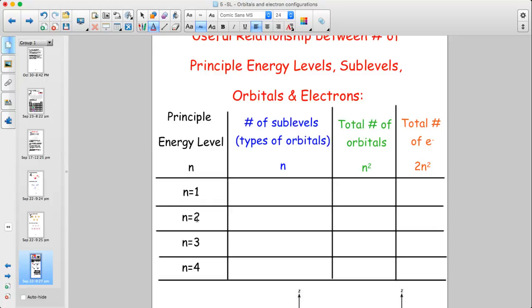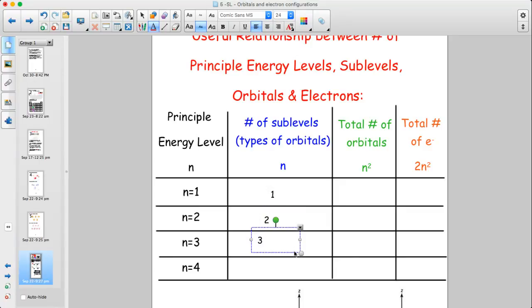The second energy level is the second principal energy level, the n equals 2 level. So we're going to go from there. If you are in the n equals 1 energy level, the number of sublevels, or the number of types of orbitals, is just that number n. So in the first energy level, there is one type of orbital. In the second energy level, there are two types of orbitals.